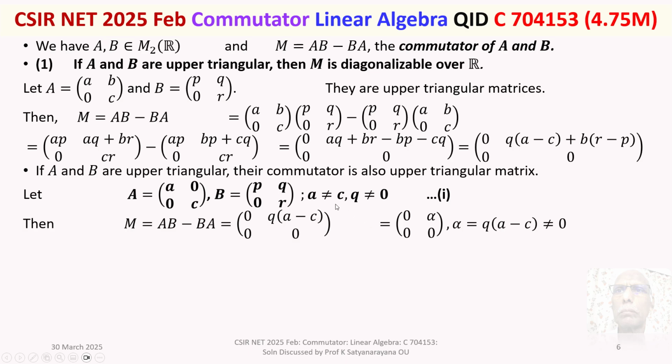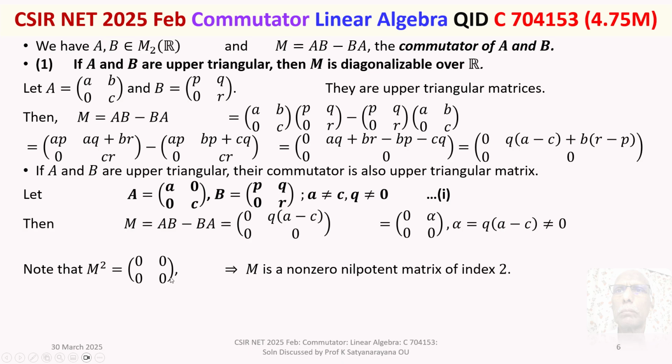Now you have put the conditions A not equal to C, therefore A minus C not equal to 0, and Q not equal to 0, so their product is not 0, therefore alpha not equal to 0. And the other part will become 0 because B is taken to be 0. So thus we got M is equal to 0, alpha, 0, 0, where alpha is not 0. Now take this matrix M and square it, you will find it is a 0 matrix.